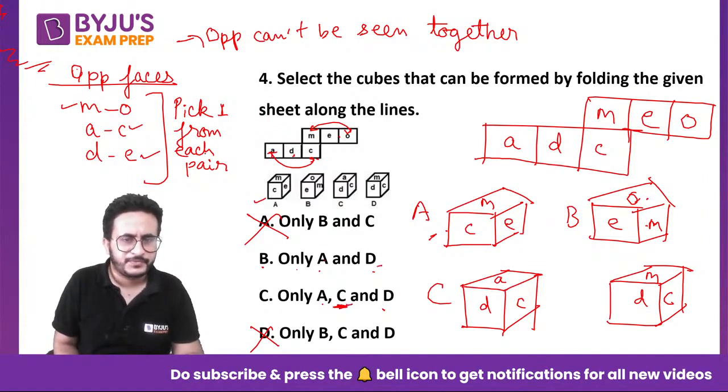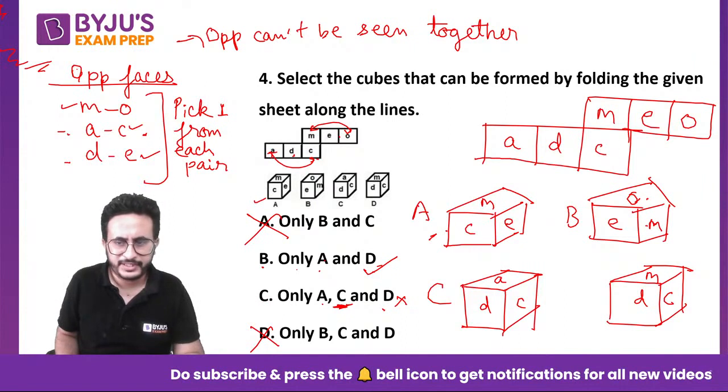So check for C. C has A, D and C. Now A and C are opposites, they cannot be seen together, whereas in this case they are seen together. So that means this is not true. The answer will be A and D.